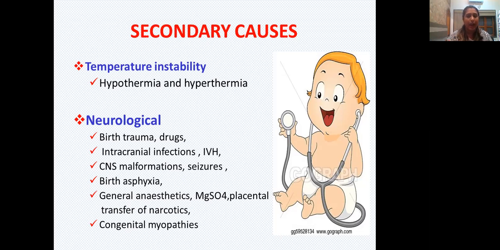Both birth asphyxia and intraventricular hemorrhage have a much commoner incidence in case of preterm as compared to term babies. And if the mother has gotten general anesthetics or magnesium sulfate, or if there has been a placental transfer of narcotics, as I was saying, and if there has been congenital myopathies, as a result of which the respiratory muscles itself are weak, and therefore the baby is not able to breathe, a mechanical obstruction.